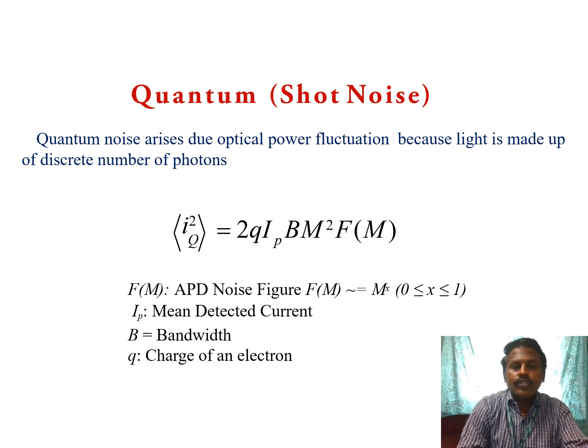Then we have quantum noise. Quantum noise arises due to optical power fluctuation because light is made up of a discrete number of photons. The average quantum noise, or we can say shot noise, is equal to 2q IP B M square F of M. F of M is the noise figure for the avalanche photodiode, IP is the mean detected current, B is the bandwidth, and q is the charge of an electron.